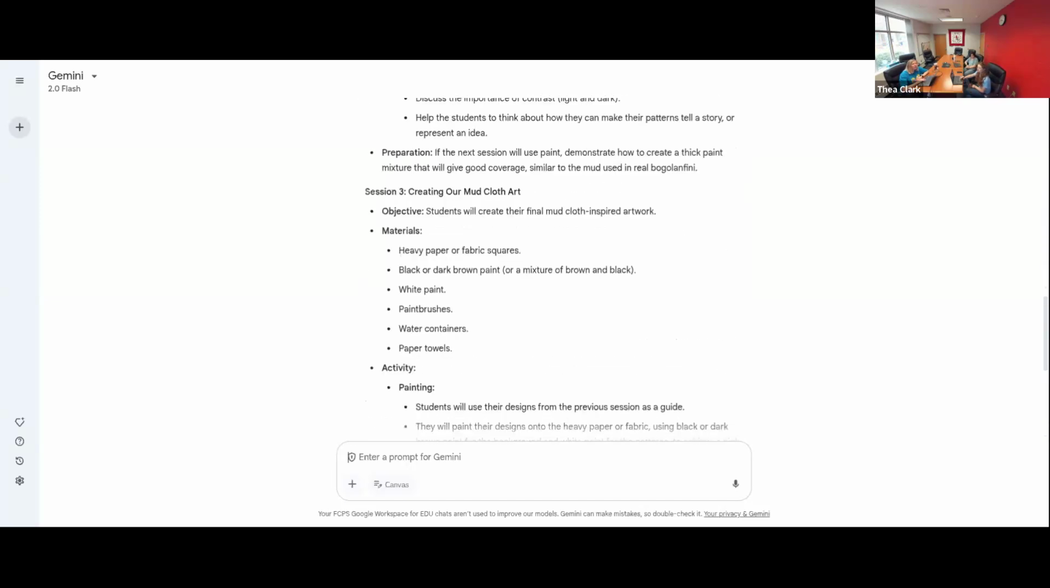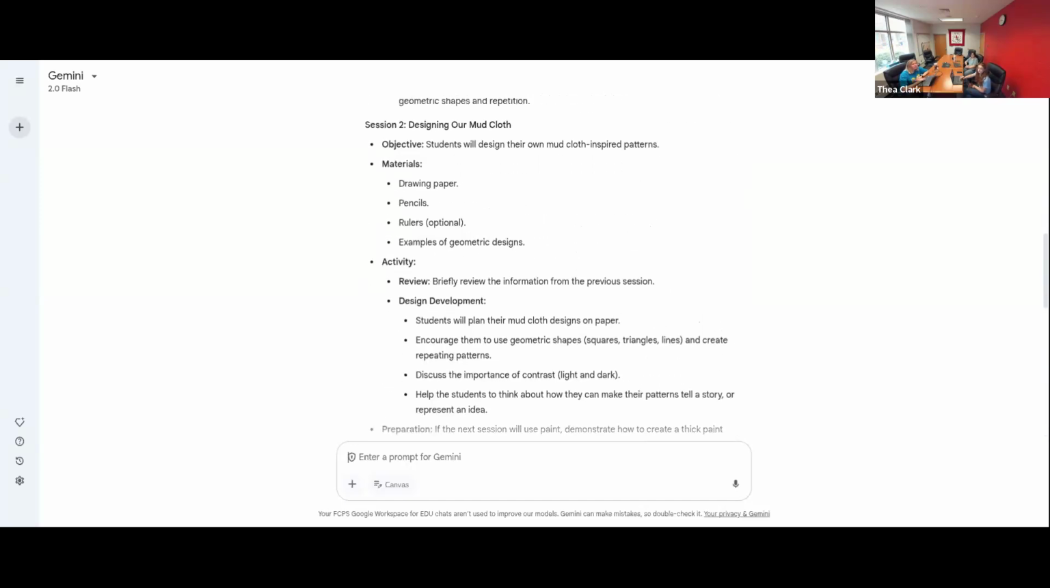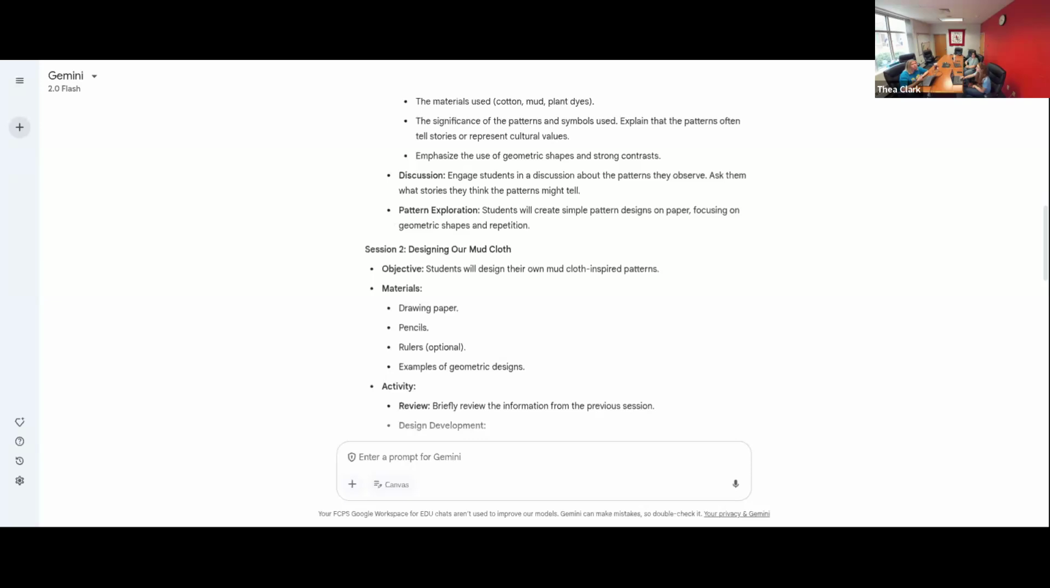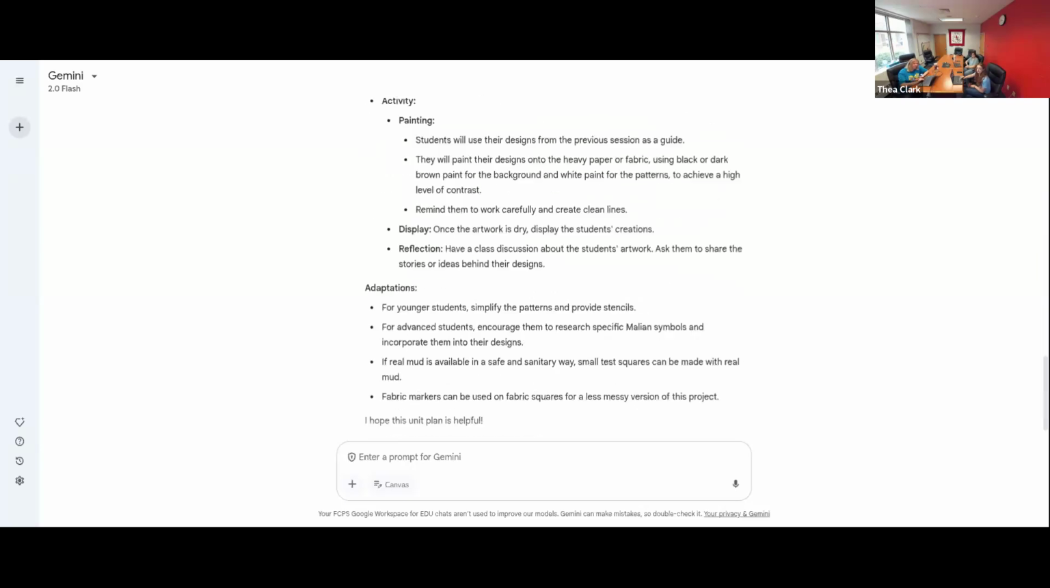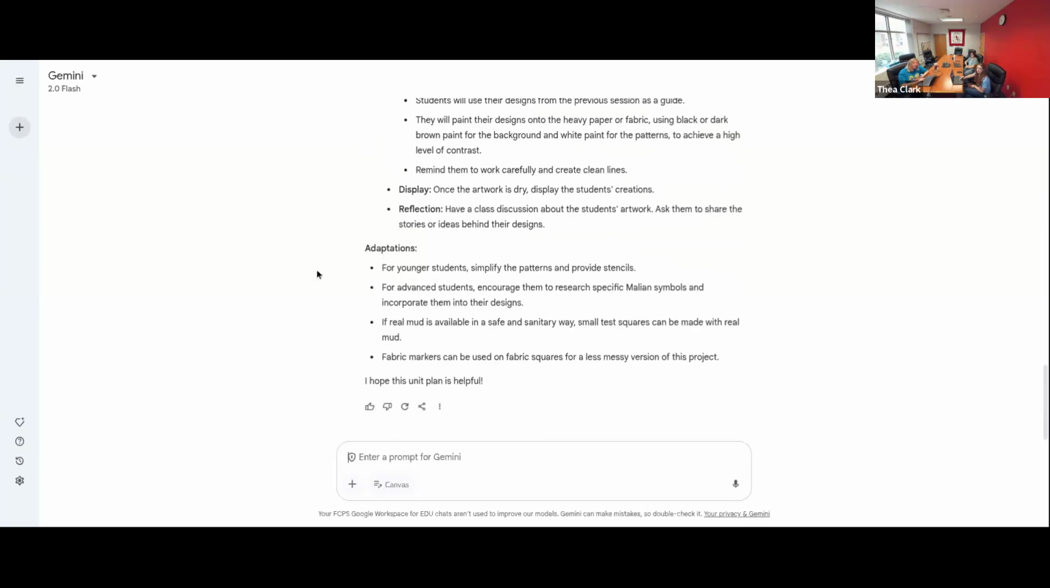Right. And we could go back and we could ask this, could you write this in the I do, you do, we do format? Could you include more ideas? Gemini usually does automatically include some differentiation things, but you can ask it, can you help me think through differentiating for EL students? Can you help me think through students with disabilities? So always use this as a starting point.